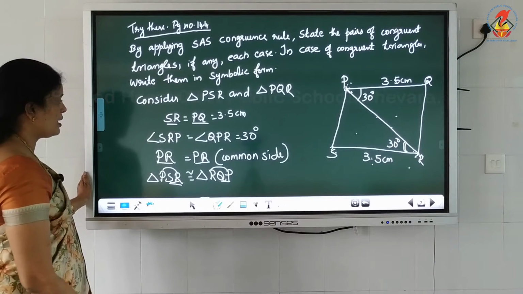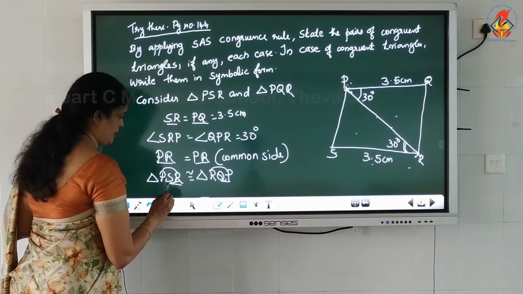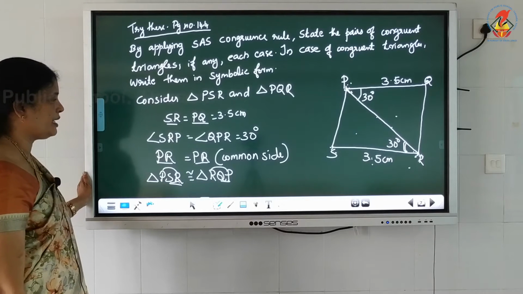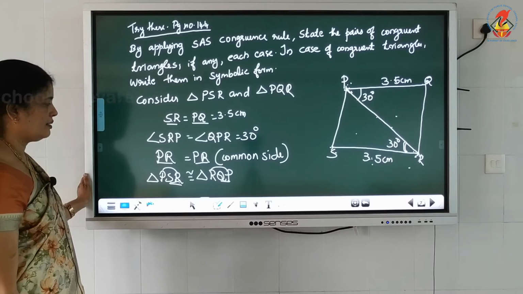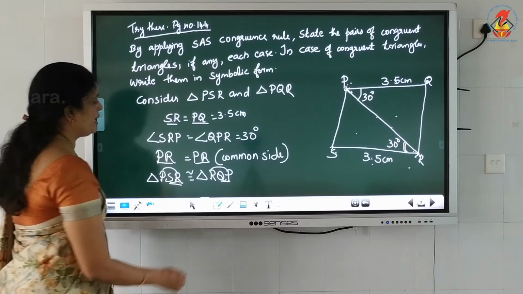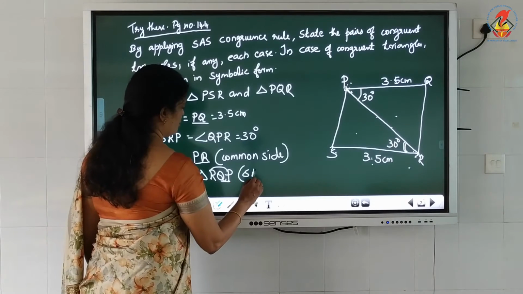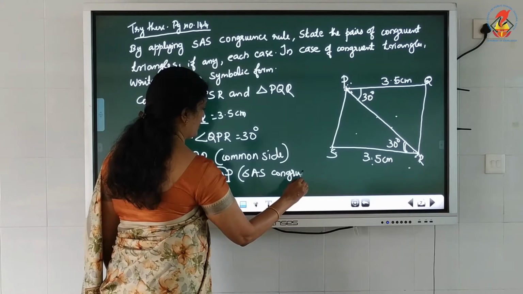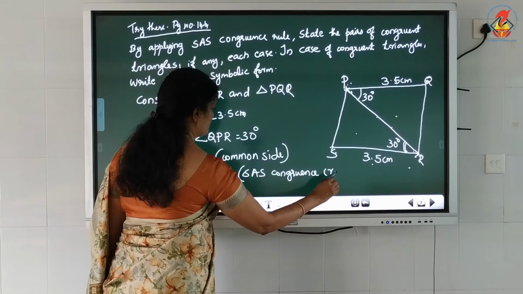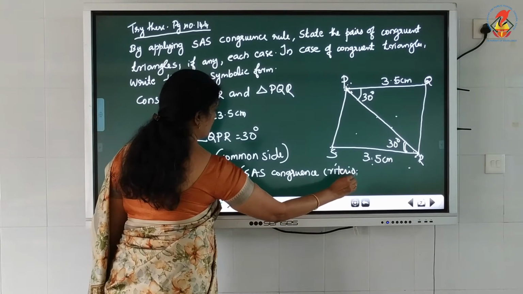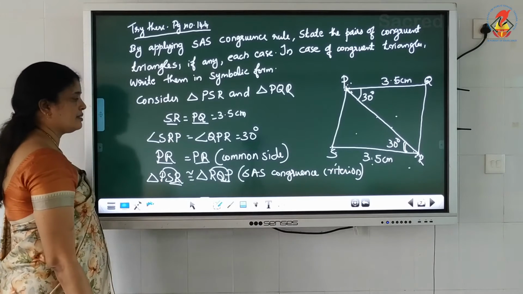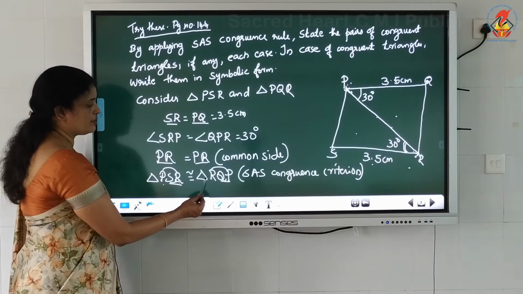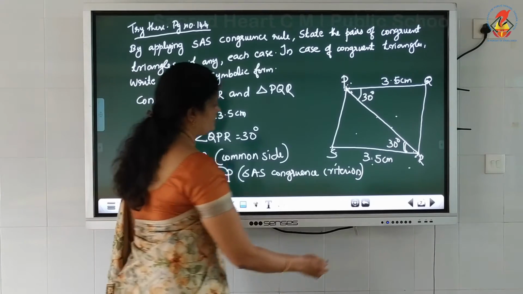Okay, here then angle R and angle P. Angle R and angle P equal 30 degree. That means angle SRP equal to angle QPR, 30 degree. Okay, then by SAS these two triangles are congruent, by SAS congruence criteria. Then we can write the symbolic form: triangle PSR congruent to triangle RQP.